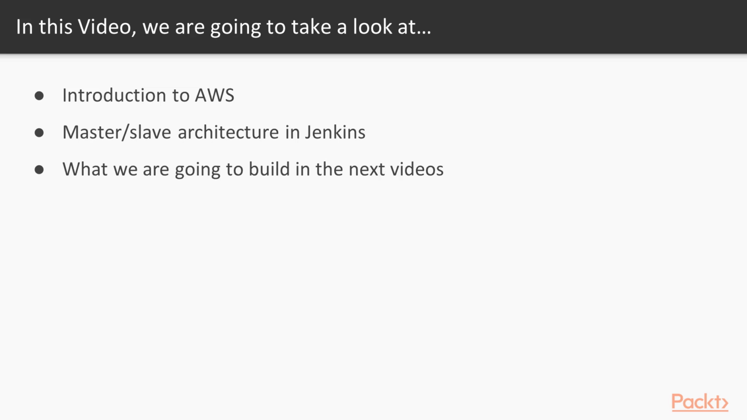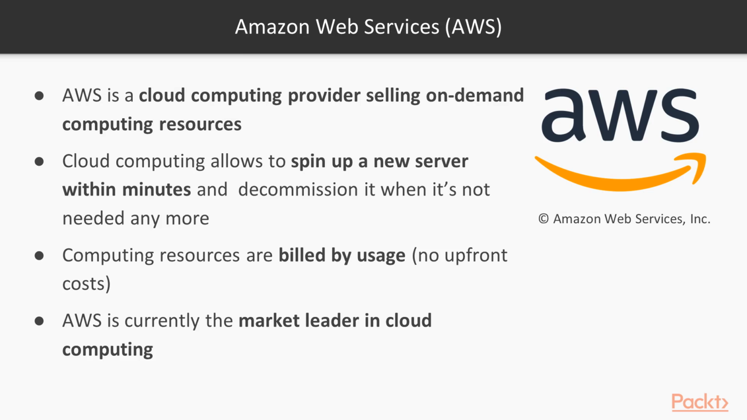Let's start with an overview of what we are going to cover and build together in this section. In this video, we will introduce Amazon Web Services, explain the master-slave architecture in Jenkins, and give a preview of what we are going to build in the next videos. There is no practical part in this video, but we will introduce key concepts that we are going to use in the demo for the next videos. Let's start by introducing Amazon Web Services.